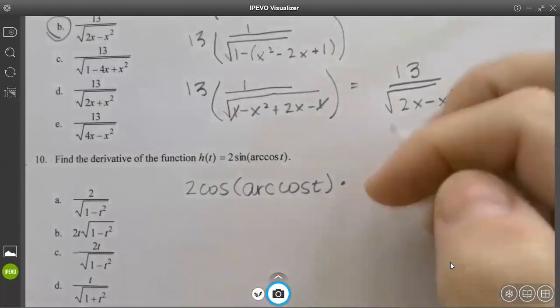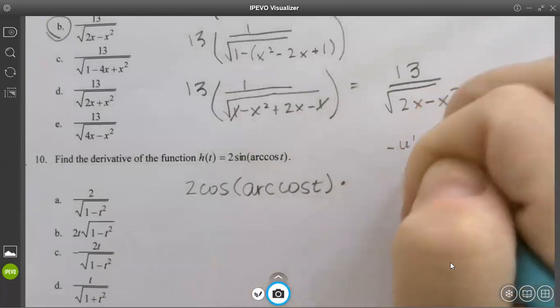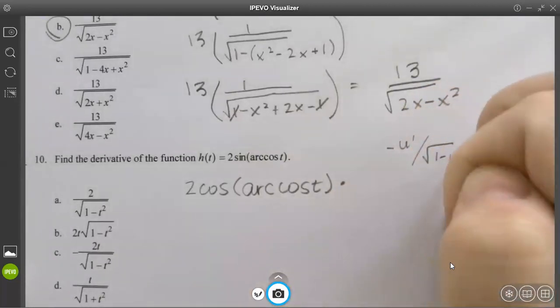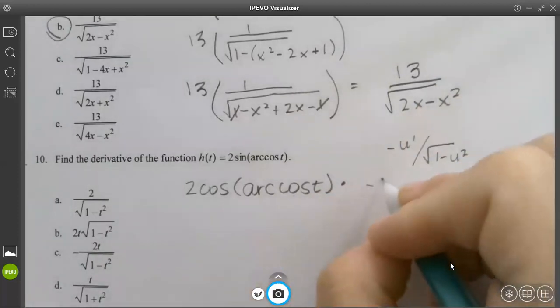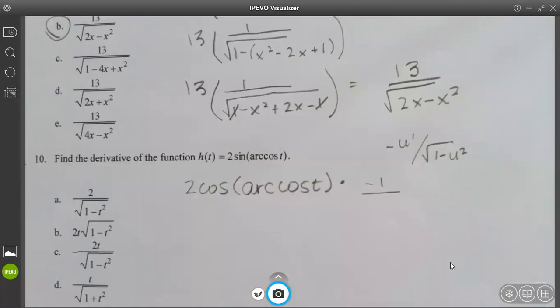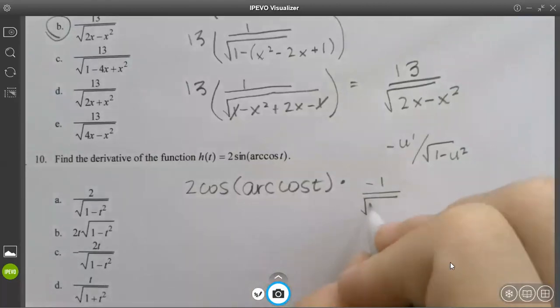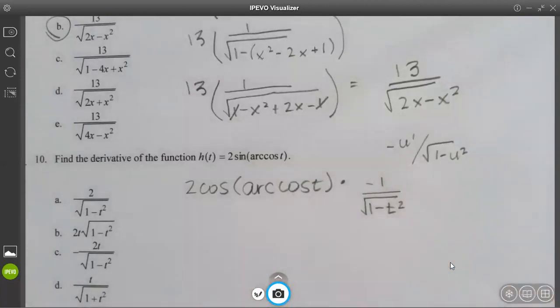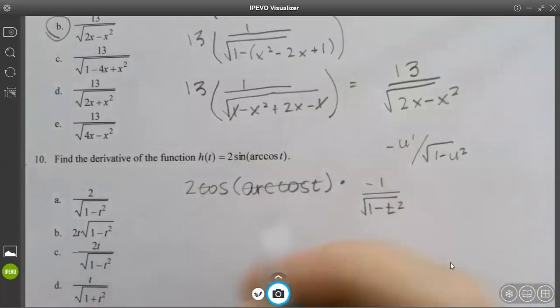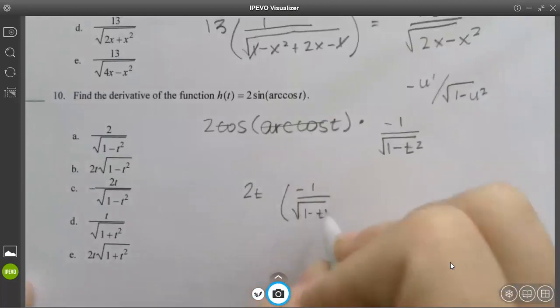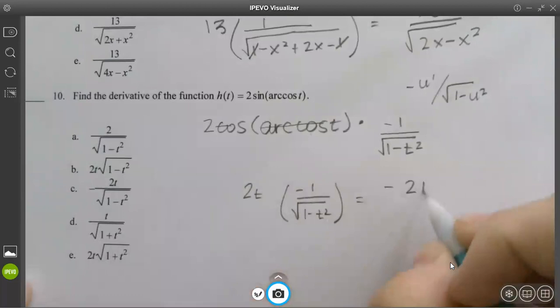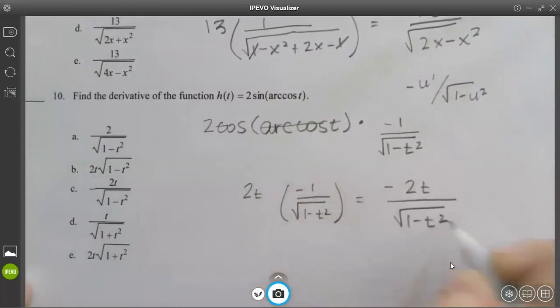What's the derivative of arc cosine? Over square root 1, it's the same thing as arc sine, except it's negative. So our u is t. The derivative of t is 1, and it's negative because it says the negative derivative. On the bottom, the square root of 1 minus t squared. What happens to cosine and arc cosine? They cancel each other out. So we're just left with 2t times -1 over the square root of 1 minus t squared. And then they just put it together. So -2t over the square root of 1 minus t squared, which is C.